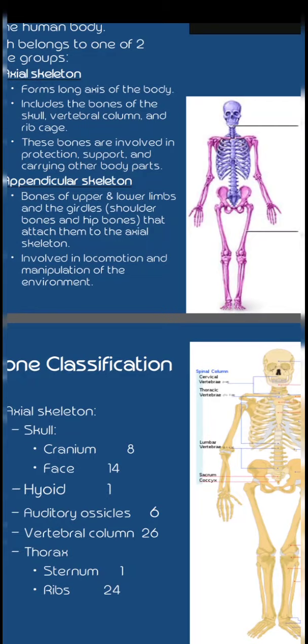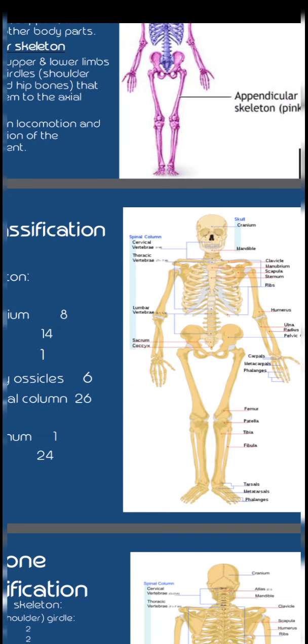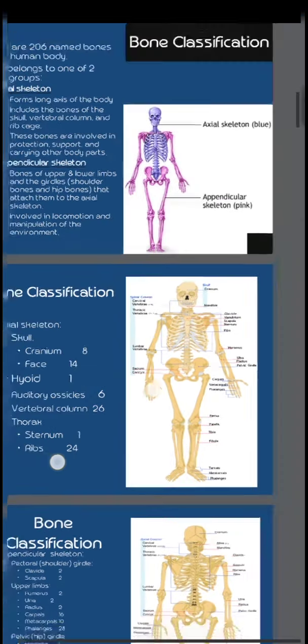They are basically involved in locomotion and manipulation of the environment. The appendages are basically there for locomotion. Locomotion is movement from one point to another point, and they are also important in manipulation of the environment. We can use our hands to manipulate the environment that is around us. Now let's look at the classification of different bones. So we'll start with skull.